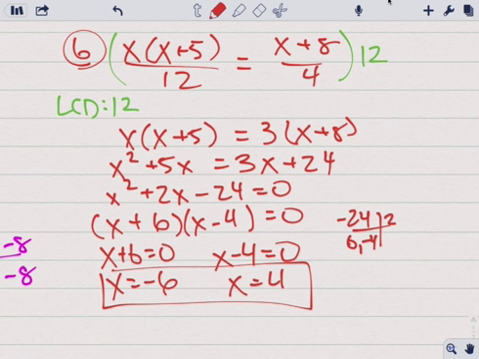So that's it for 5-8. You should be able to do all the problems in your packet if you follow these examples and do the same type of process.